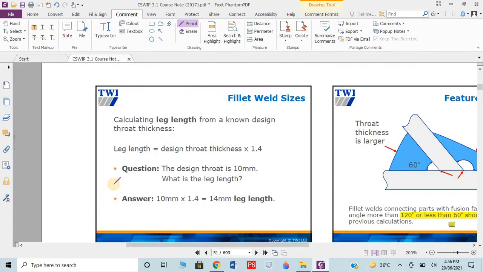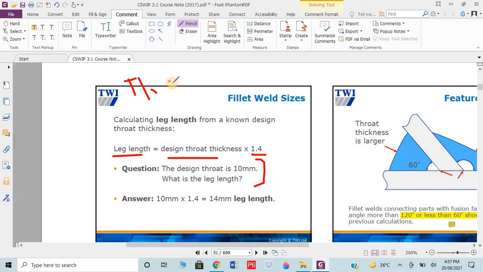Okay, now the confusion is, if we are given the throat thickness and we want to calculate the leg length, then we need to multiply with 1.4. A lot of people are confused whether we need to multiply 1.4 with the leg length or the throat thickness. I will give you a clue, an interesting clue. If you are fighting with someone, first you will speak loudly from your throat. Stop it, right? Throat is the first action.